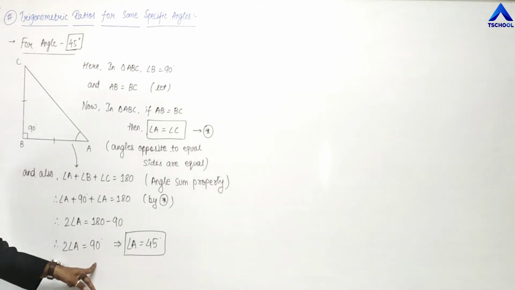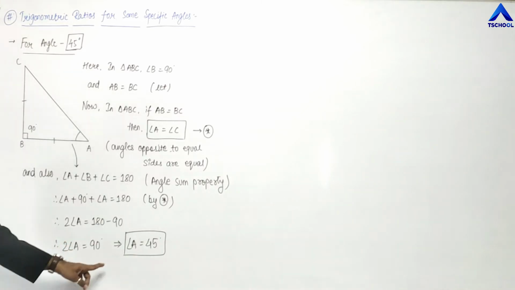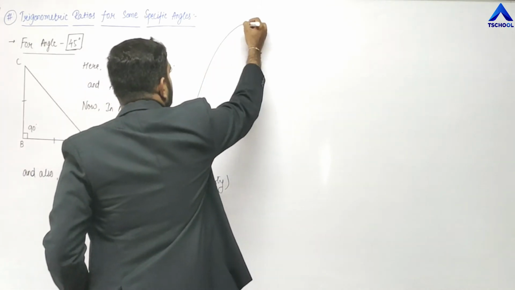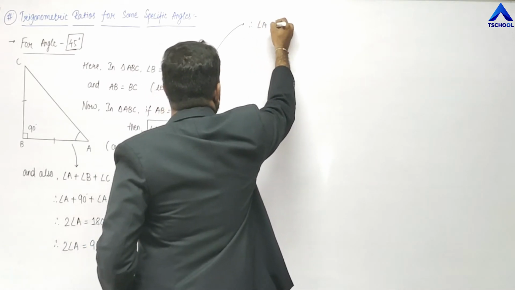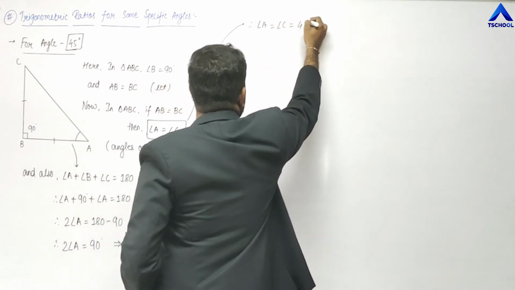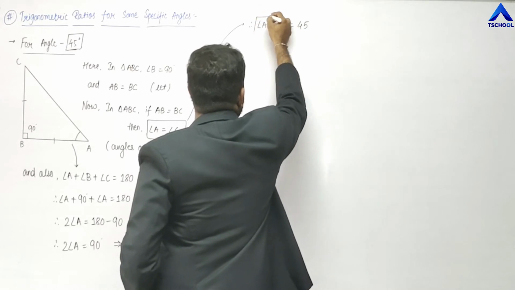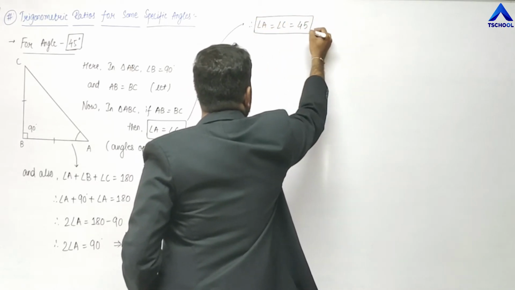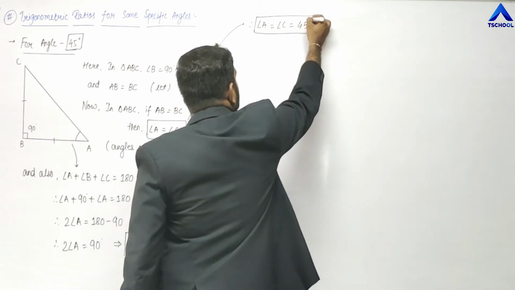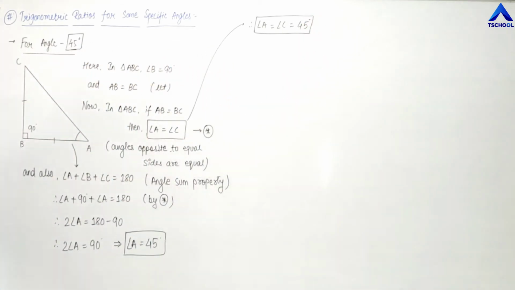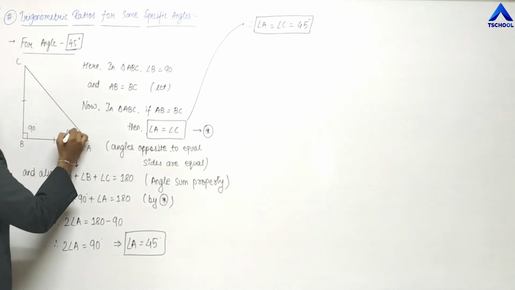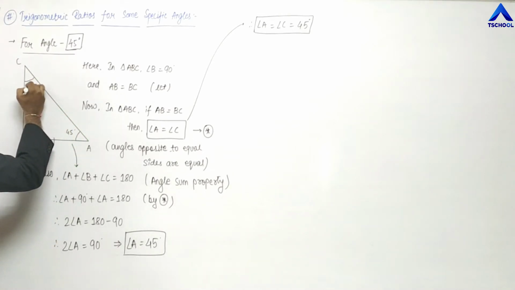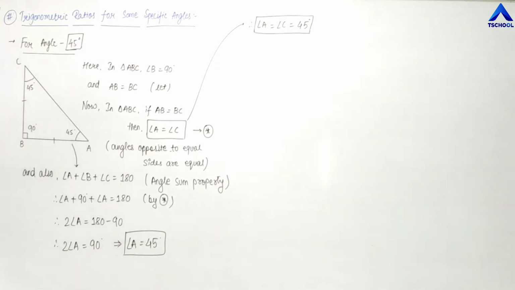How? This 2 will go in the denominator of 90. That will be cross multiplied. So 90 divided by 2, and that is angle A equals 45. Therefore again by star, angle A is equal to angle C is equal to 45 degrees. Yes or no? So we got our required angle. Now this angle is 45 and this angle is also 45. Is it clear? Yes or no?